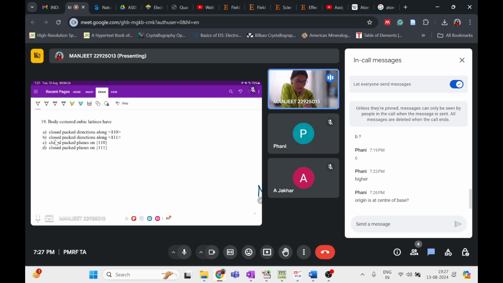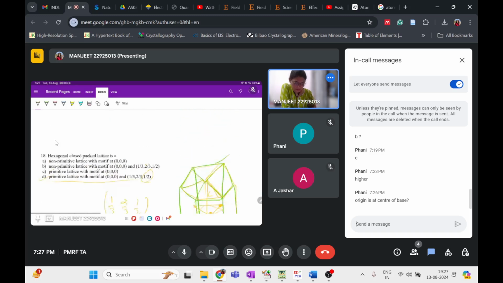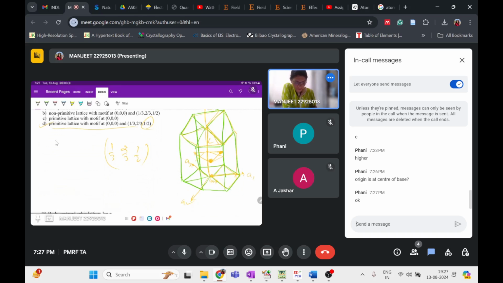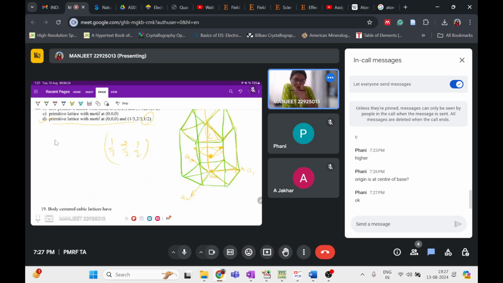I mean the closely packed direction will be along the, I mean if I'm considering the origin at the center of the base one. Yes, here, if the motif is considered here, yes, fine. Because we consider here this direction is A1, this is my A2, this is my A3, and this direction is my C direction. Okay, got it.